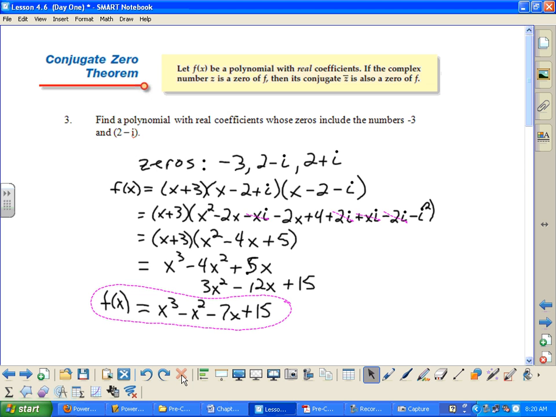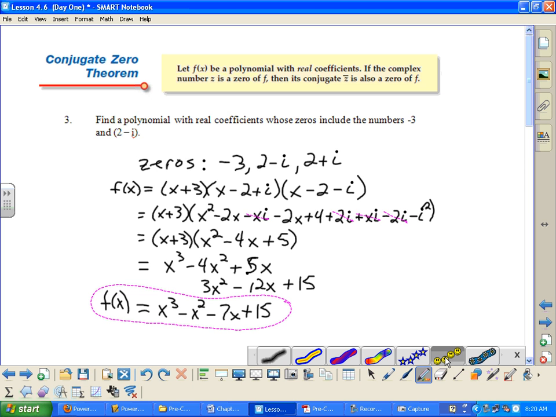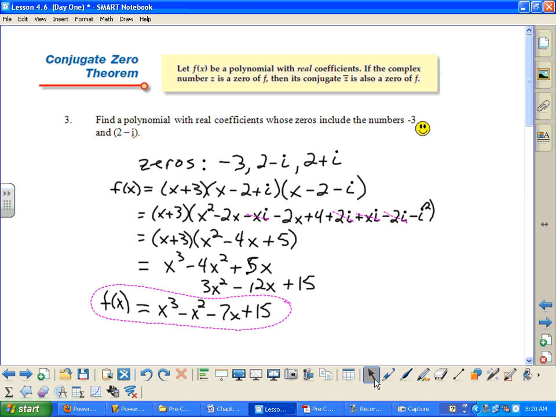I need a pointer. I'm using a smiley for my pointer. I need something to really point on there. Yeah, but I mean, so it shows up on the screen.